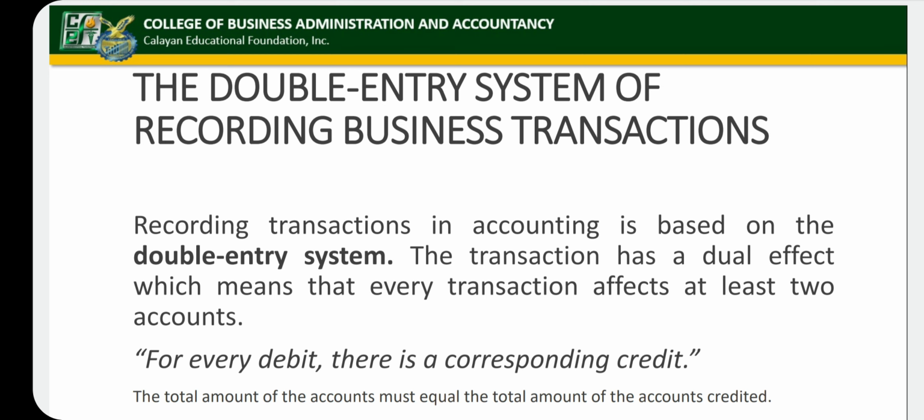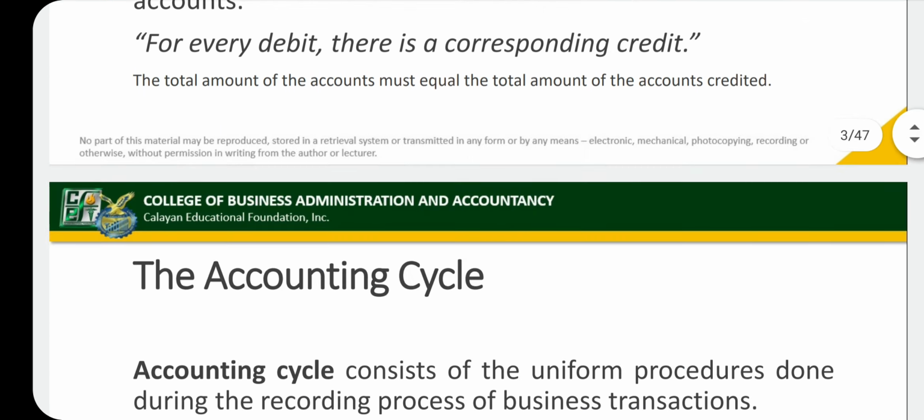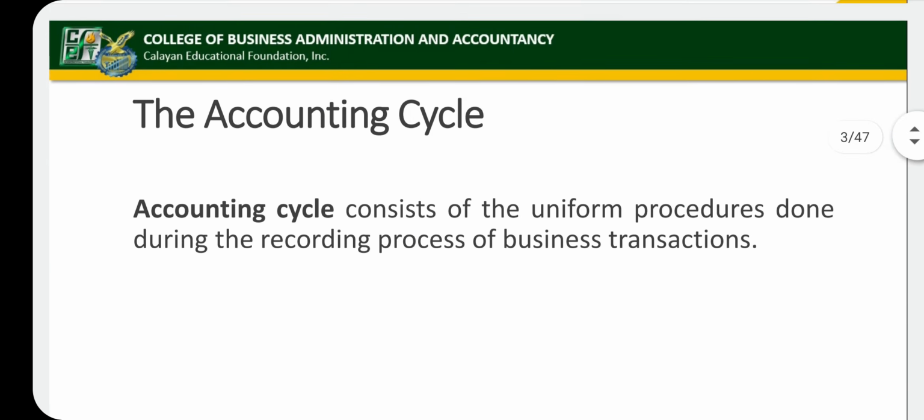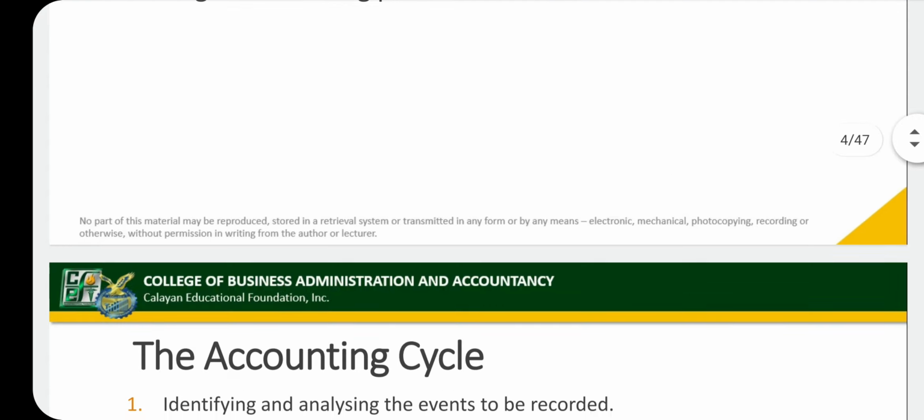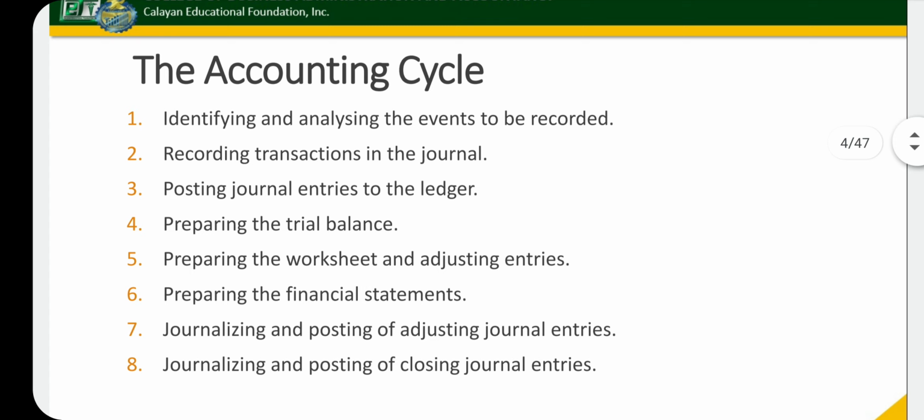Okay? So for a clearer understanding, let's first define what an accounting cycle is. So accounting cycle consists of the uniform procedures done during the recording process of business transactions. We have here 8 steps in the accounting cycle. First, we must identify and analyze the events to be recorded.